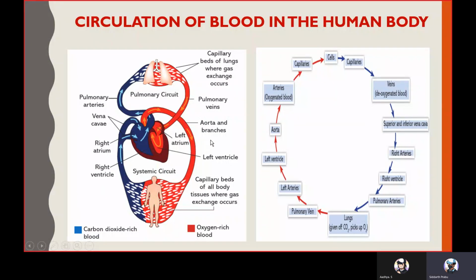Circulation of blood in the human body. As you see, the blood first goes to the cells and then to the capillaries and then to the veins, which carry CO2 blood, and then goes to the superior and inferior vena cava, then to the right atrium, and then to the right ventricle, and then to the pulmonary arteries, lungs, which give out carbon dioxide and pick up oxygen, and then to the pulmonary veins, and then to the left atrium, followed by the left ventricle, aorta, arteries, capillaries, and again back to the cells.